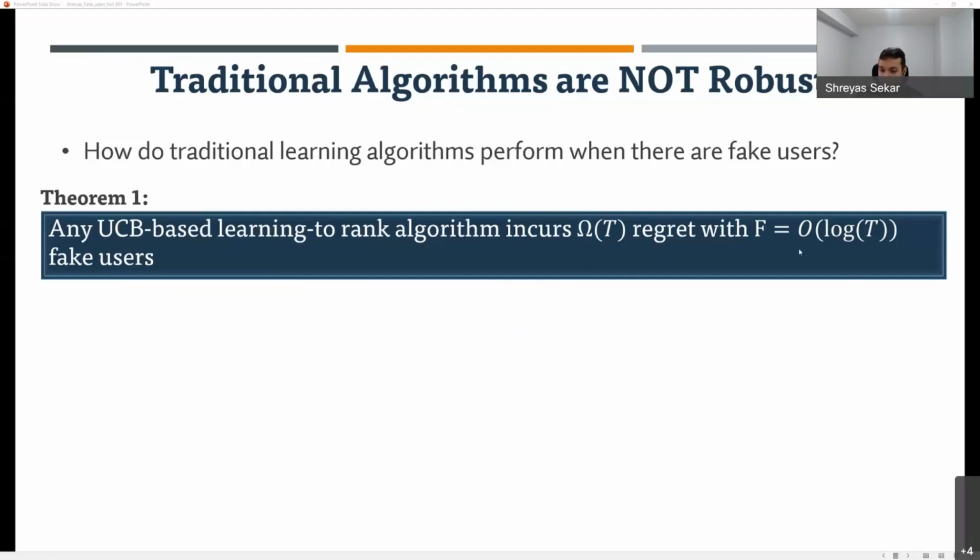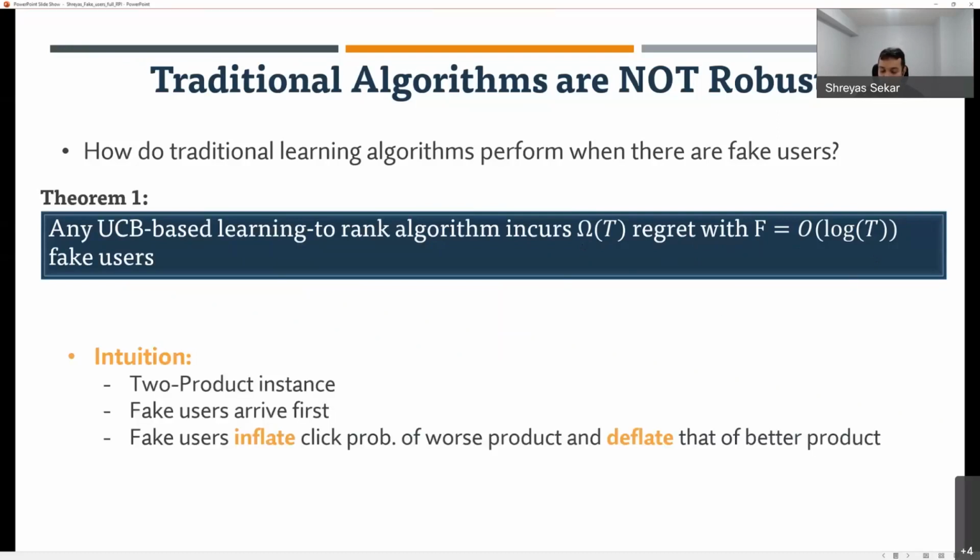How does this work? I'm going to introduce the bad example, and I want to use this as a launch pad to kind of introduce you all to the world of online learning and multi-arm bandits, just to make sure that we're all on the same page. So here is how this example is going to work. We're going to have two products. Now, my fake users are going to arrive at the beginning of the process. They're going to click on the bad product so that the platform overestimates the reward of the bad product. They're going to avoid clicking on the good product so that the platform underestimates the reward of the good product.